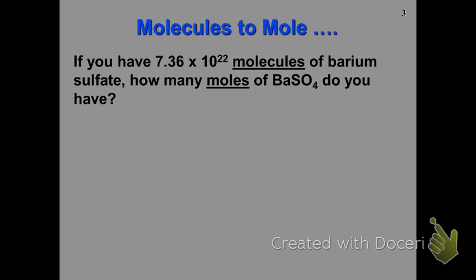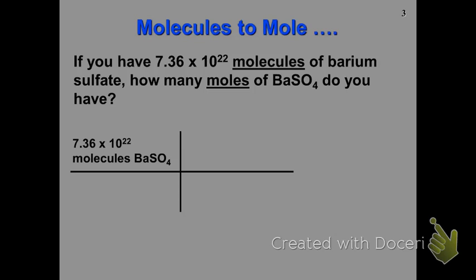So here is a sample problem. If you have 7.36 times 10 to the 22nd molecules of barium sulfate, how many moles of barium sulfate do you have? So the procedure has been that we write down what we're given, 7.36 times 10 to the 22nd molecules of barium sulfate. We then go ahead and make our little grid. We then black out this bottom spot. We won't be using that.